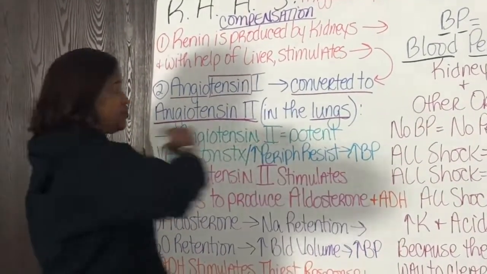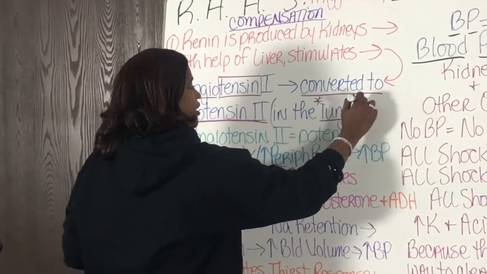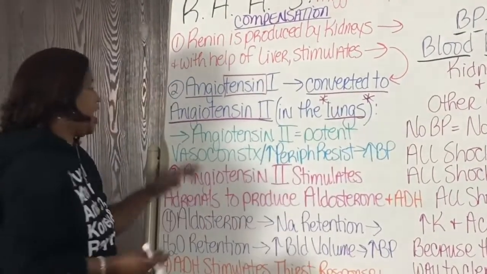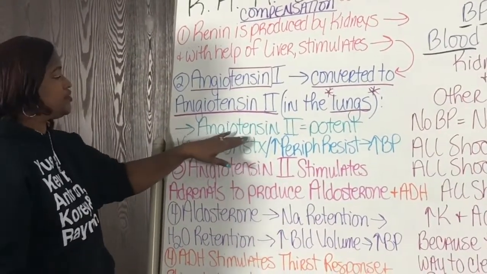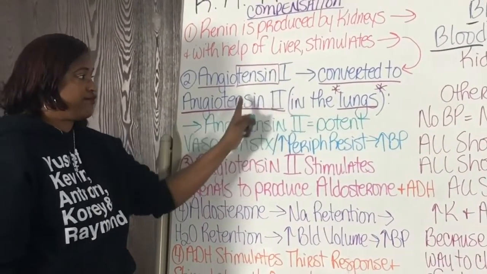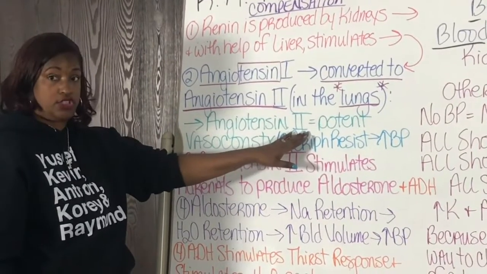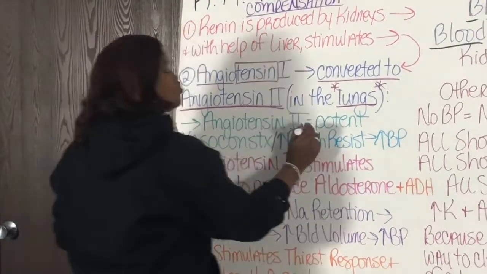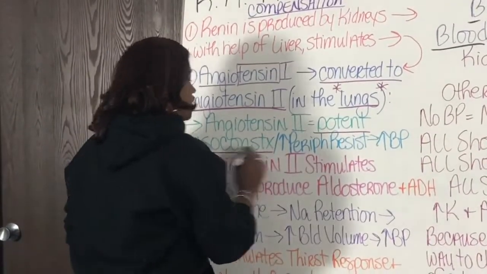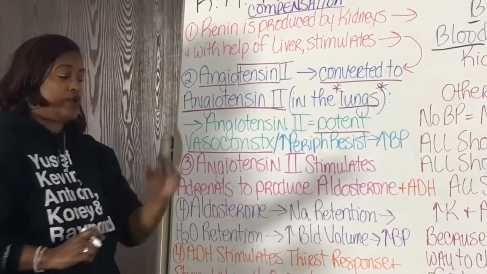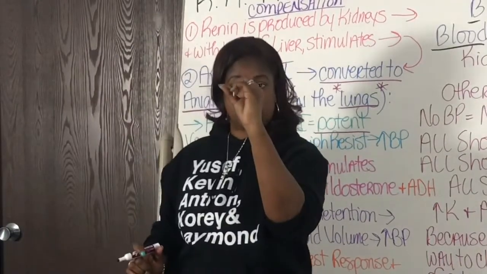Maybe even put some glitter right here, because it's huge. Now, let's carry on, shall we? Angiotensin 2, after it is converted in the lungs, is an extremely potent vasoconstrictor. So it takes the blood vessel and it goes just like this.